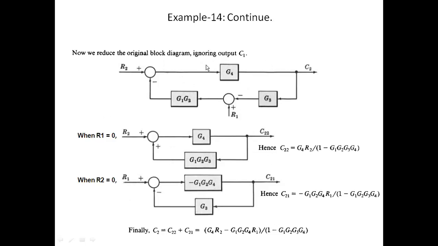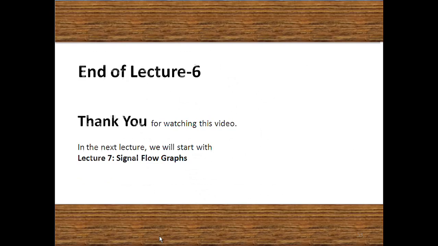Now for C2 we need to ignore C1. Here also there are R1 and R2, two different inputs. So we need to calculate C21, that is the response due to R1, and C22, that is the response due to R2. After calculating these two responses we add them, and we get C2. In this manner we find C1 and C2.